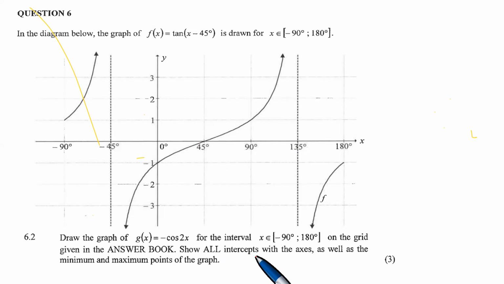Now, if you look at this one, 6.2, this graph has been given. It has been drawn for x an element of the interval from -90 degrees to 180 degrees. Draw the graph of g, which is g of x equals minus cosine 2x, for the interval where x is between -90 and 180, on the grid given in the answer book. Show all intercepts with the axes as well as the minimum and maximum points on the graph. Okay, let's look at the graph.